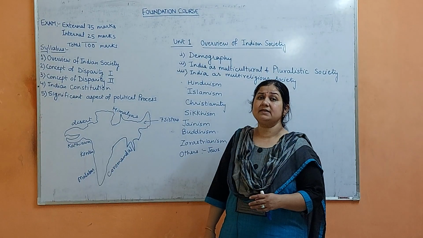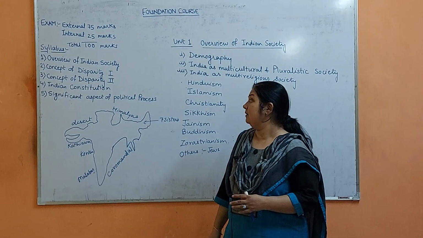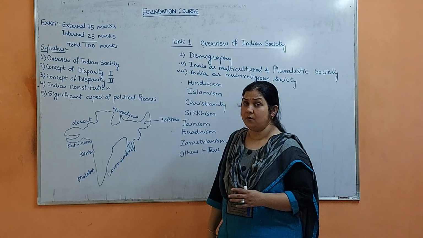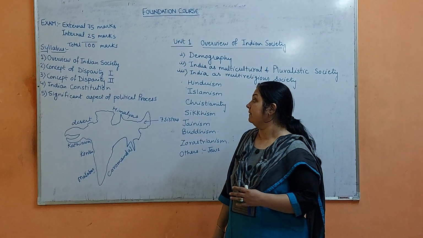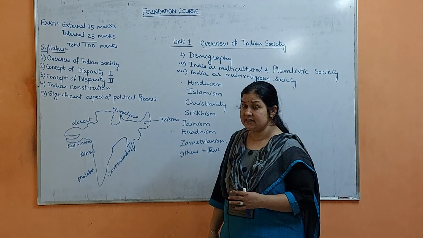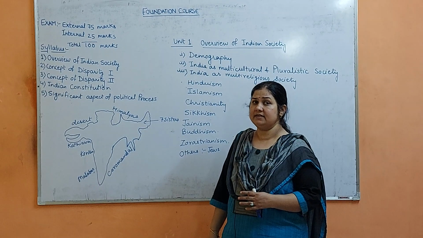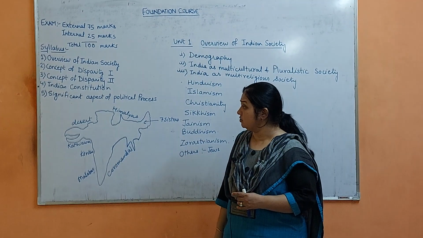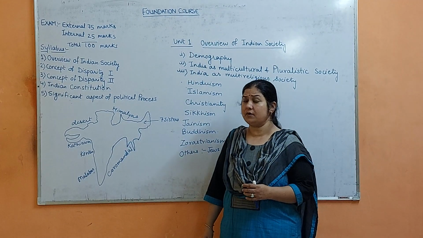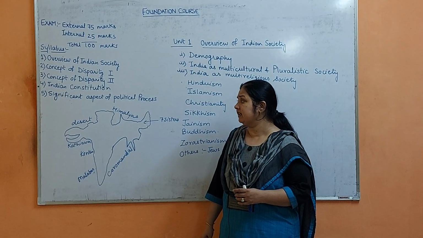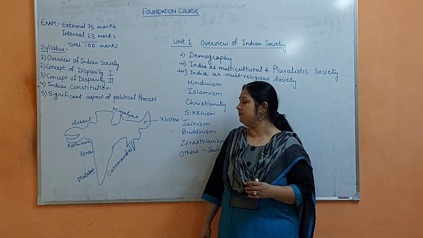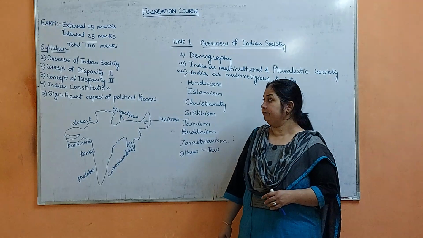Now moving on to the syllabus. In your syllabus there are 5 units. First unit is overview of Indian society. Second one is concept of disparity 1. Third is concept of disparity 2, fourth is Indian constitution, and fifth is significant aspect of political processes.